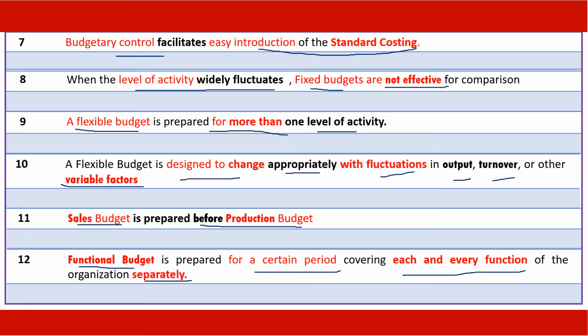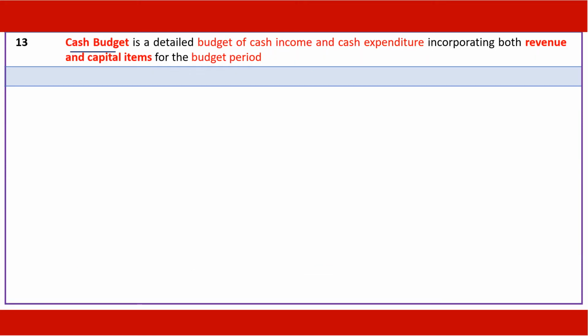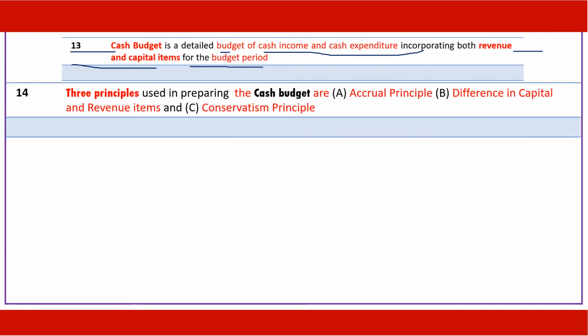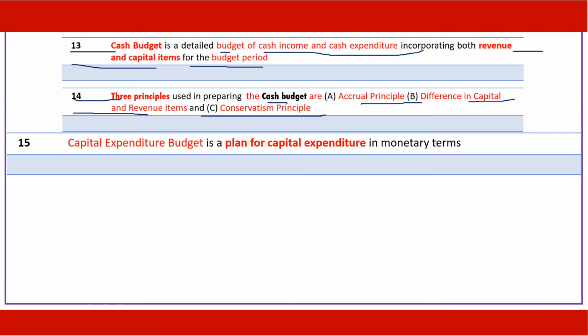Functional budget is prepared for a specific period and it is prepared separately for each and every function for the organization. Cash budget is a budget of cash income and cash expenditure, and it incorporates both revenue and capital items, and it covers the budget period. There are three principles which are used in preparing cash budget: accrual principle on an accrual basis, difference in capital and revenue items shown separately, and the principle of conservatism. Capital expenditure budget is a plan for capital expenditure expressed in money terms.